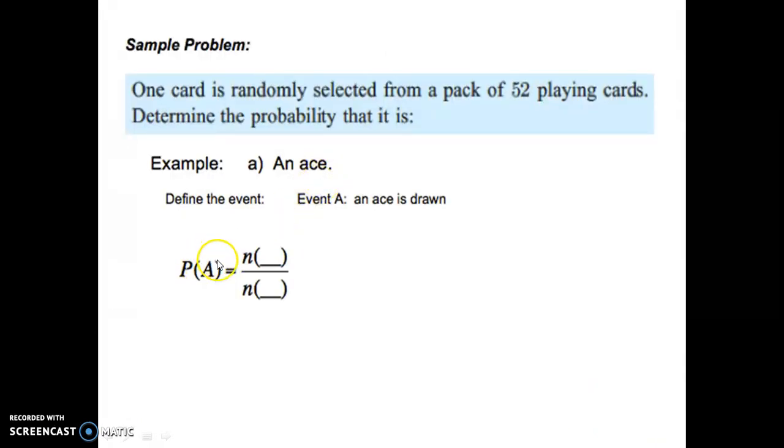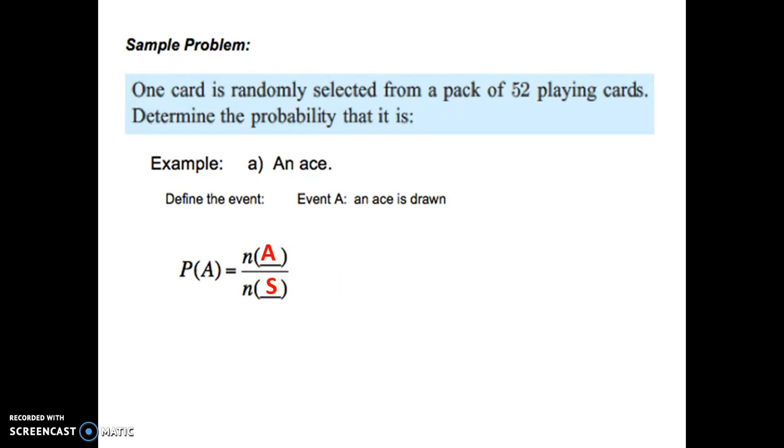Let's look at here again. Probability notation. And we're going to define the event. So the event A is said to be an ace is drawn. So that's our event. So probability of this event happening, in other words, the event of getting an ace, is the number of what over the number of what? Well, that should be the number of ways event A can occur over the number of ways that anything in the sample space can occur. And we know there are 4 aces, and in total there are 52 cards, because 13 in each suit, and that can reduce to 1/13.